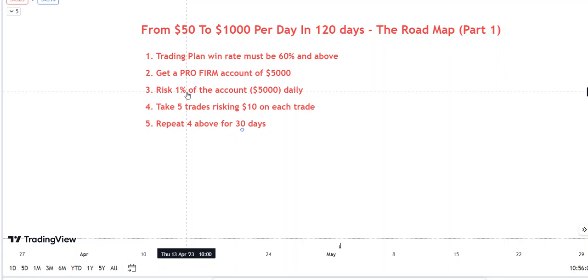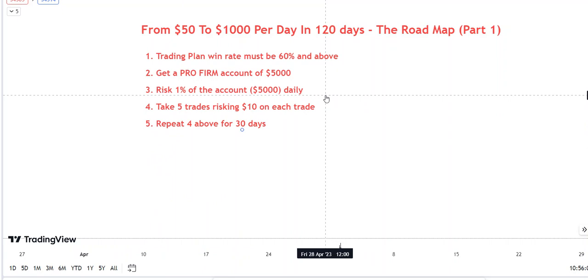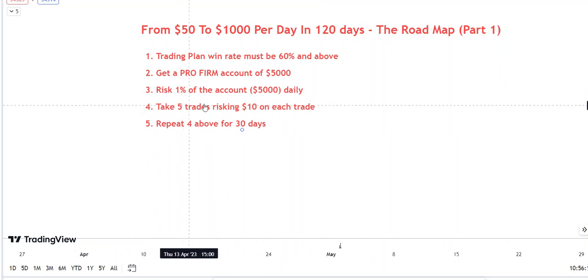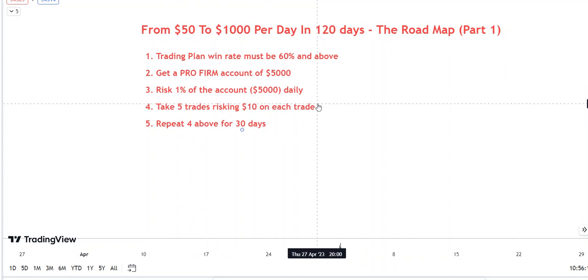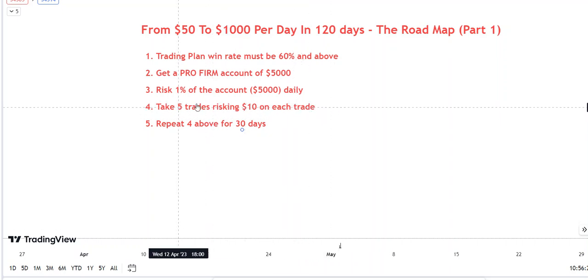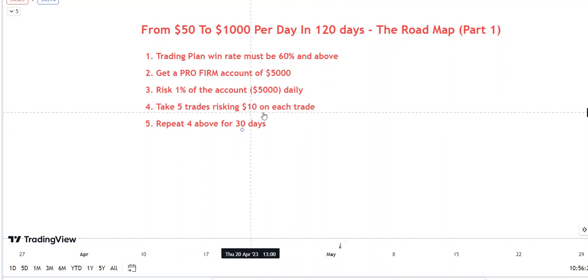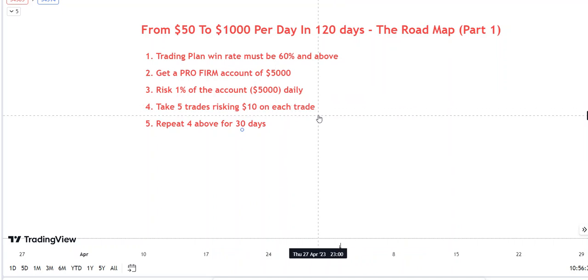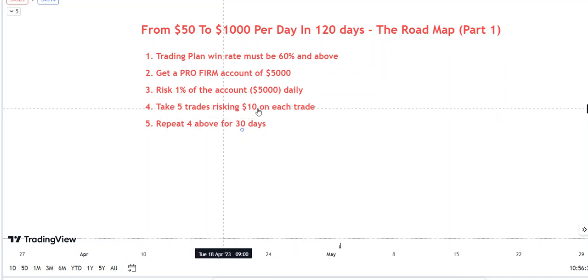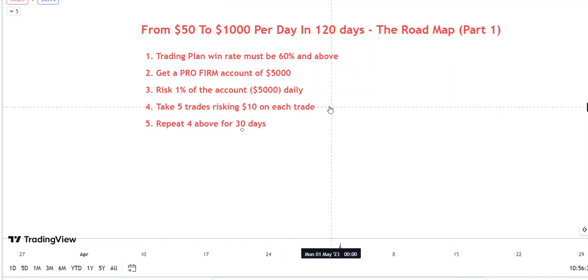Then number four is that out of that $50 you are risking daily, you are to take 5 trades, risking $10 on each trade. When you're risking $10 on each trade, you will be able to factor out what lot size you're using and where your stop loss is going to be. But the most important thing is that out of the 5 trades you are taking on a particular day, you are going to risk $10 on each.